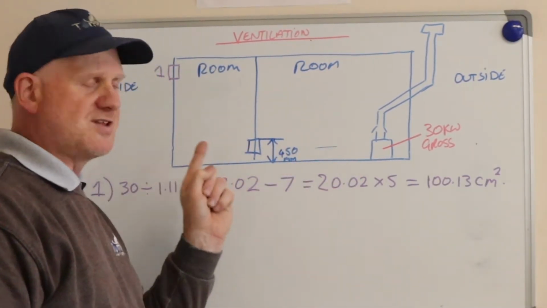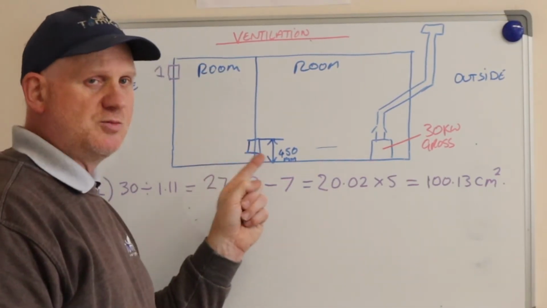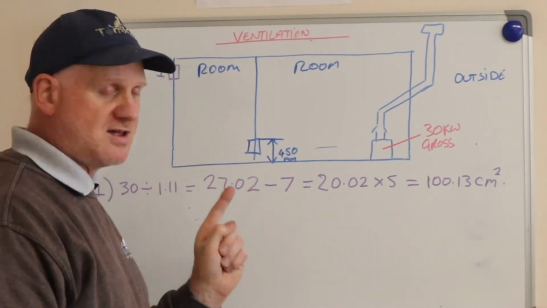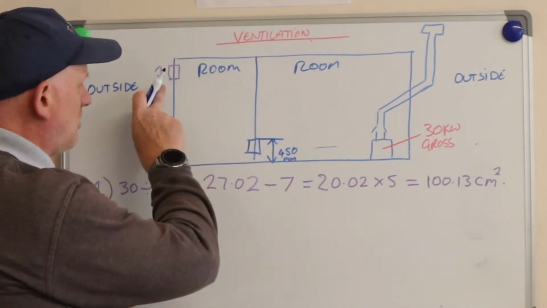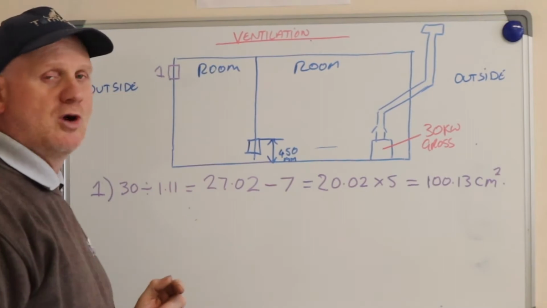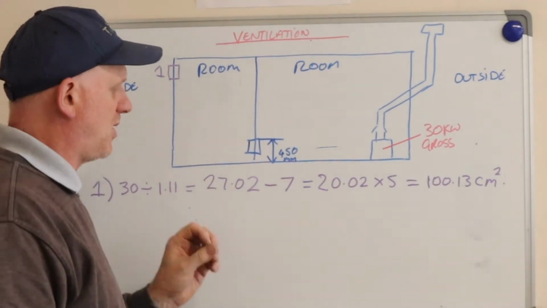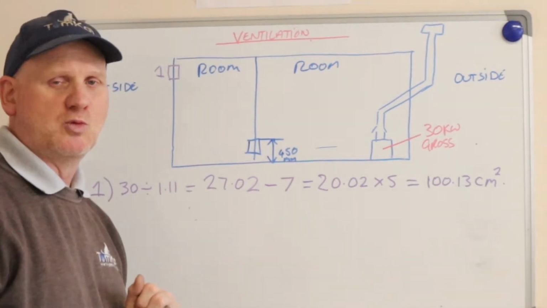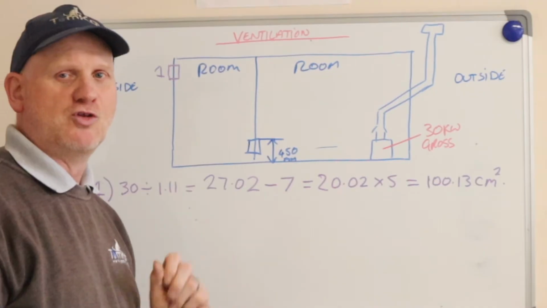So what size does that vent need to be? Well, that vent there would be exactly the same size as this vent here. So vent number 1 would be 100.13, and so would this vent also be 100.13. It only changes if we add another room.